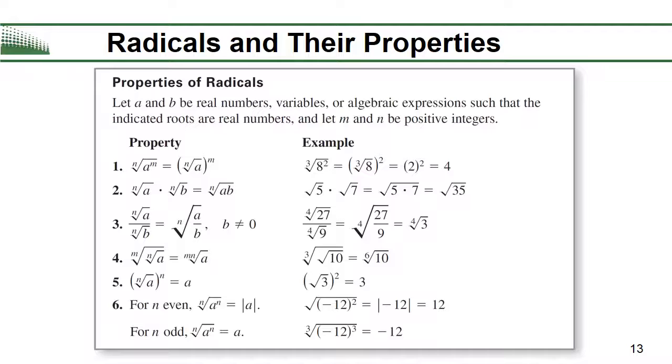And then it makes this comment too, you've got to be careful. For if n is even, when you do this, what we just did above, you get the absolute value. So the square root of -12 squared is not -12, it's +12. If it's an odd root, then you just keep the sign. But if it's even, you want to go with the positive.